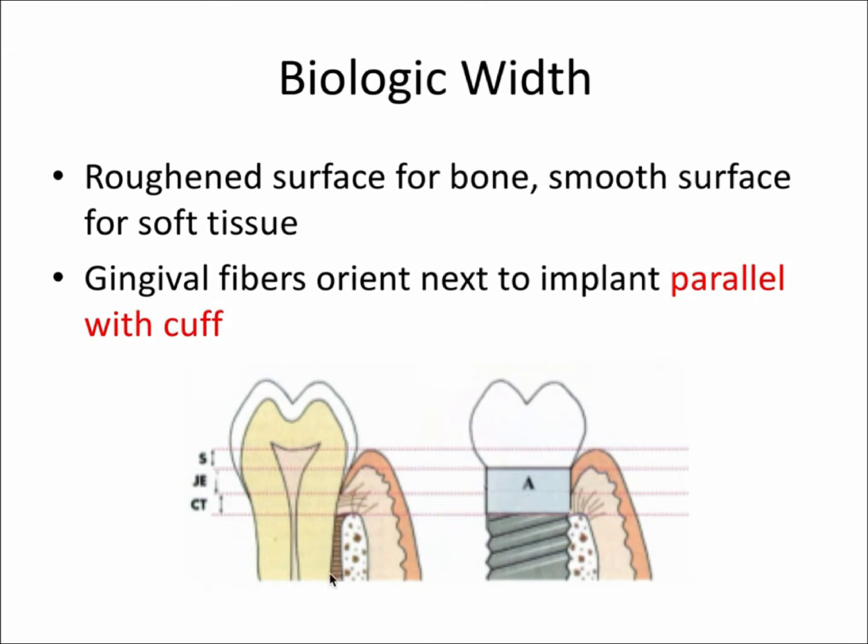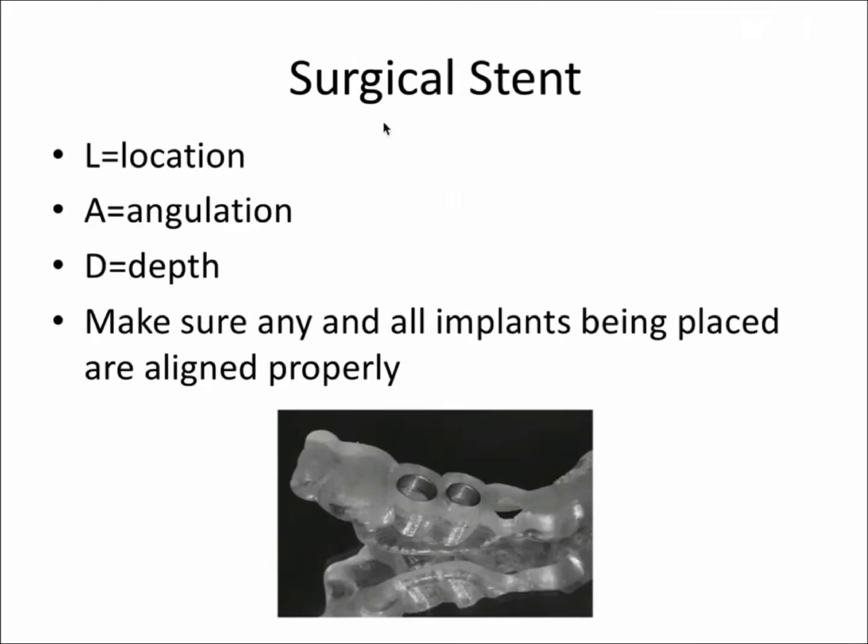The other important thing to note here is that the tooth has a periodontal ligament. An implant does not have a periodontal ligament because it's directly contacting the alveolar bone. So without a periodontal ligament, there's technically no periodontium. So the implant is unique in that matter as well.